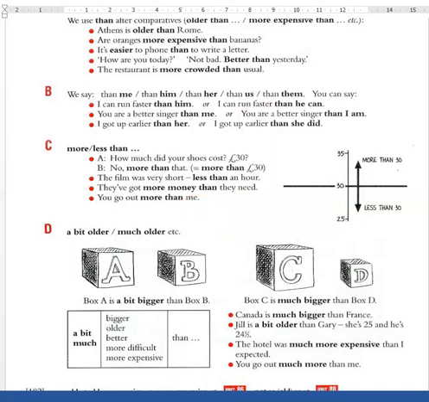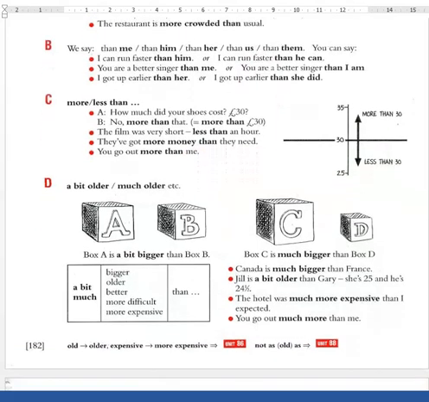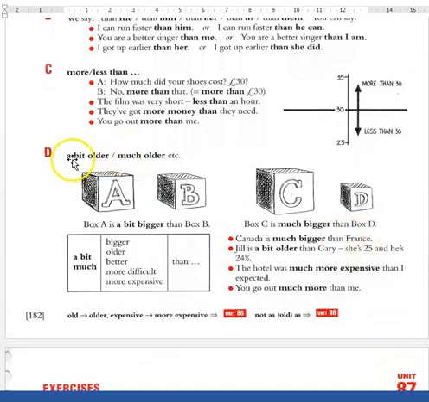Okay, now if we want to talk about little differences in the comparison, how about we look at a bit older and much older. So look at box A and box B. Box A is bigger, but marginally so. So we say box A is a bit bigger than box B. Look at C and D. Box C is much bigger than box D.